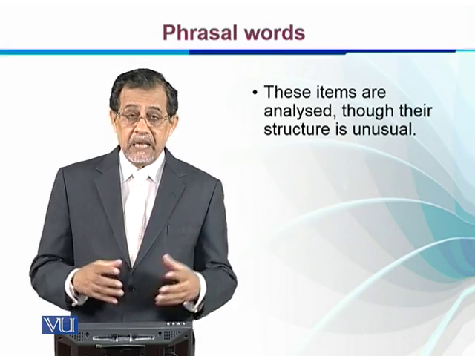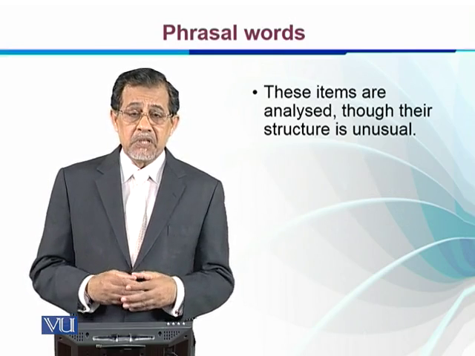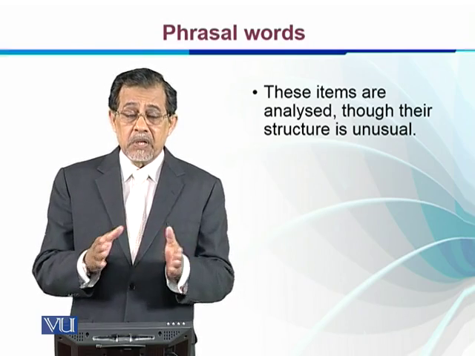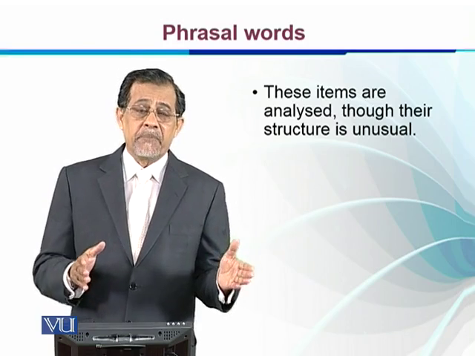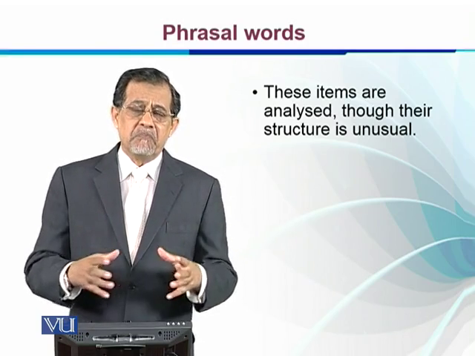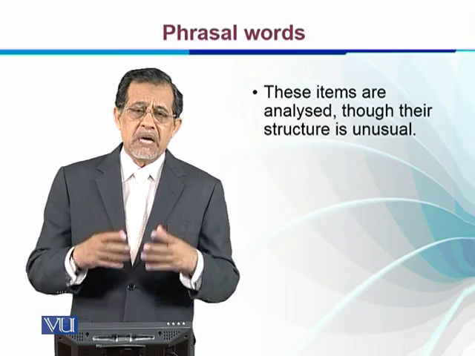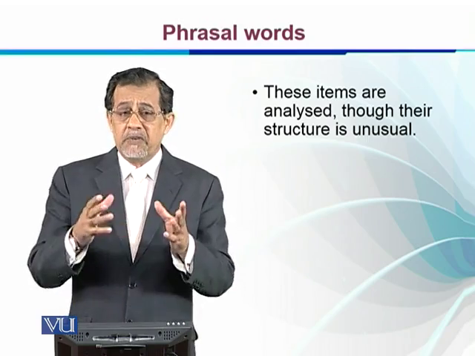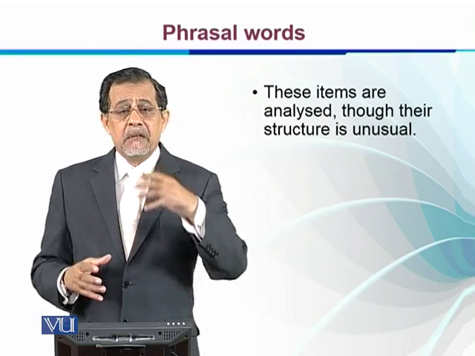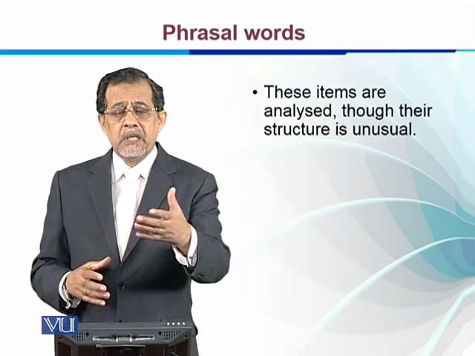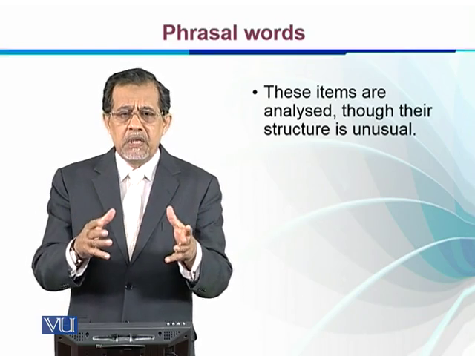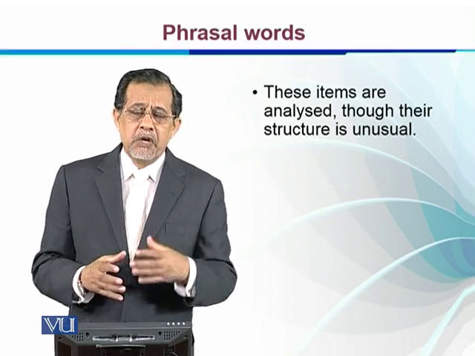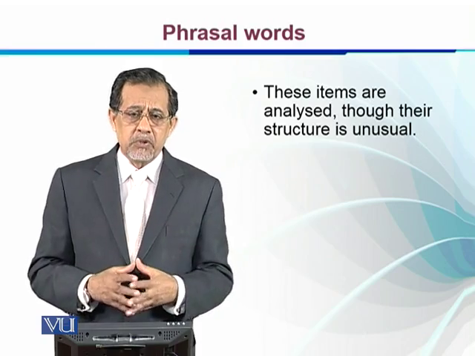These items are analyzed, and linguists keep on analyzing them, though their structure is unusual. Their structure is different from the usual structure of compounds in English. So while discussing compounds, we come across different types of roots and bases, which are bound and which are free, and when we compare one thing with the other that is usual or more frequent in the language, especially English, we find that there are certain exceptions to the rules.